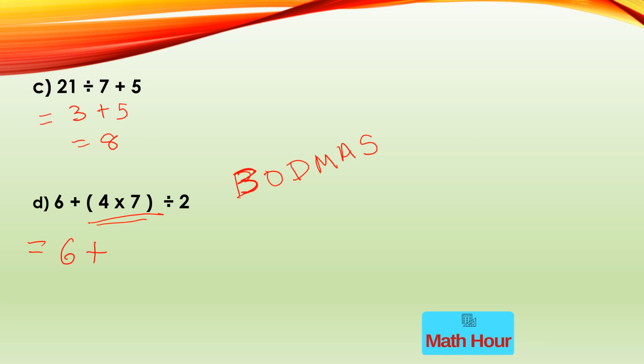So 6 plus 28 divided by 2. Then what should you do? You should do division. Which are the two numbers that you are going to divide? 28 and 2. So 28 divided by 2. What is 28 divided by 2? 14. So 6 plus 14 is equal to 20.